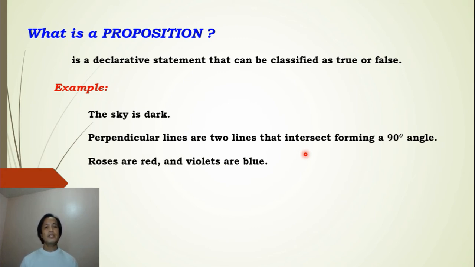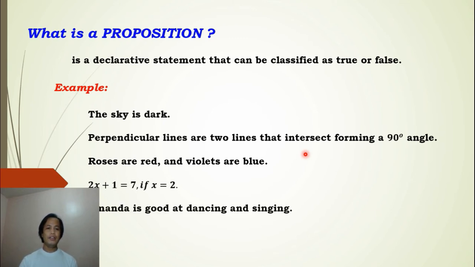Here we have roses are red and violets are blue. Then we have 2x + 1 = 7 if x = 2. Another is Amanda is good at dancing and singing. So these statements can be answered by true or false. Now, what are the types of proposition?